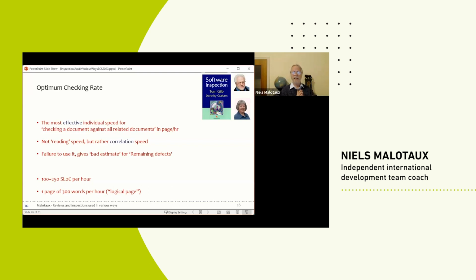The optimum checking rate mentioned in the book is 100 to 250 source lines of code per hour, or 1 page of 300 words per hour. We call that a logical page. That's why you cannot inspect a whole document of 100 pages, because you don't have the time for that. And that's why we sample to measure the quality of the document.